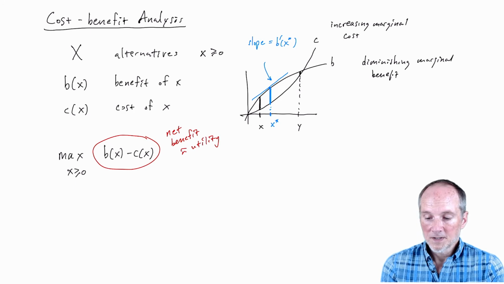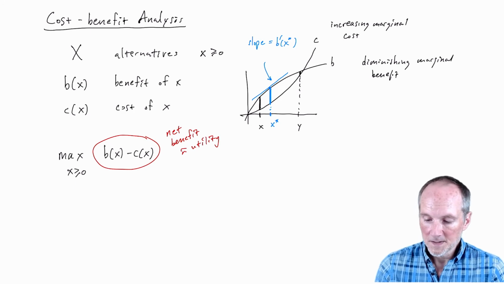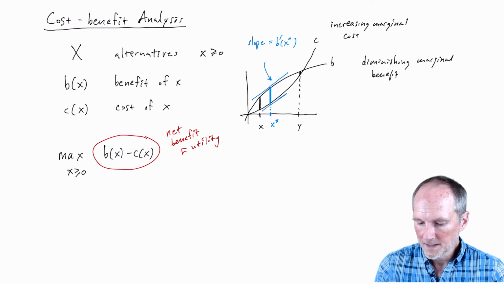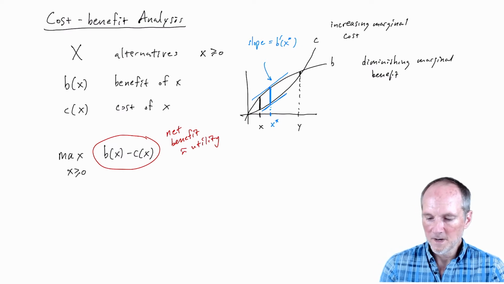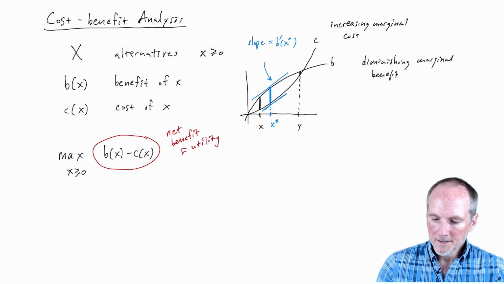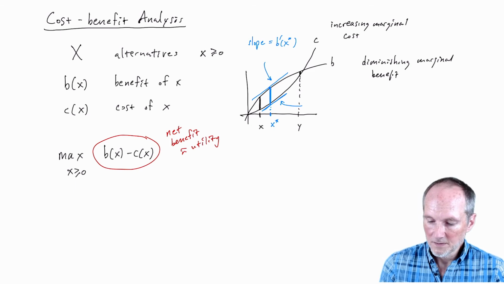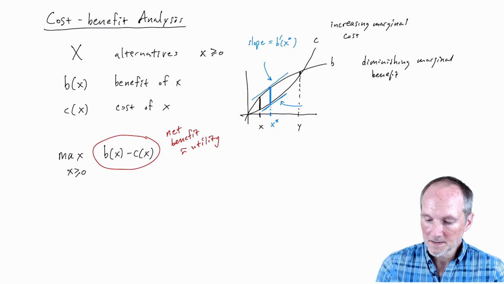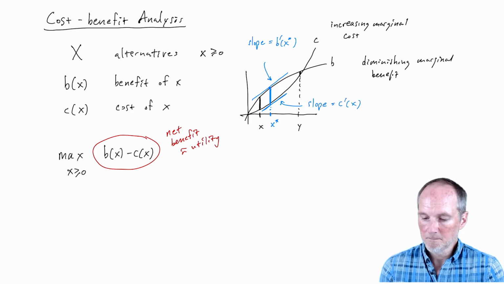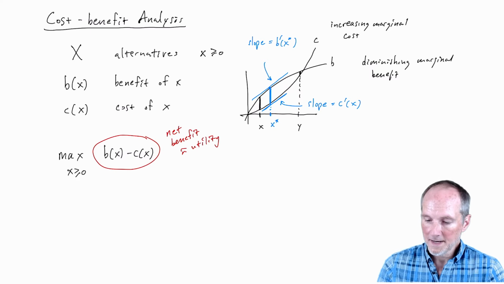What's the rate at which cost would increase? Well, we can get that by drawing the tangent line again right at x star. The slope of that line is going to tell us the rate at which cost changes if we increase the scale a little bit at x star, and that slope is the derivative of the cost function at x star again.